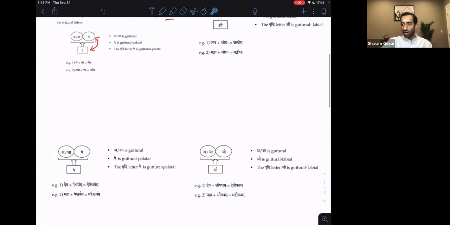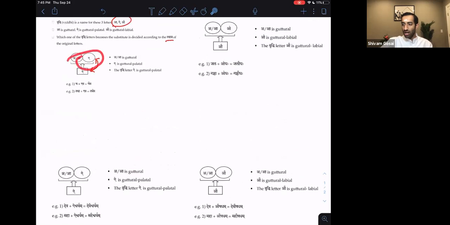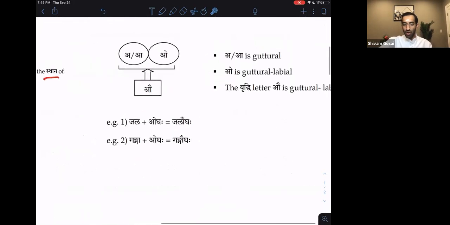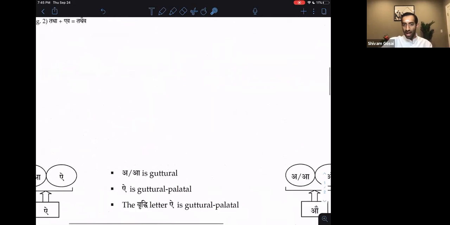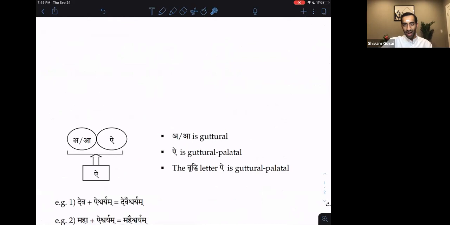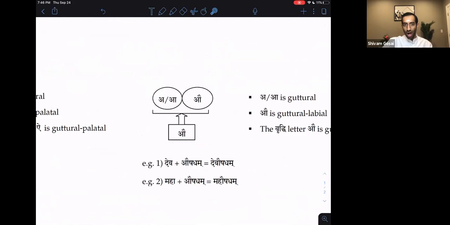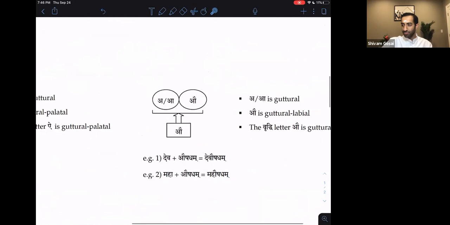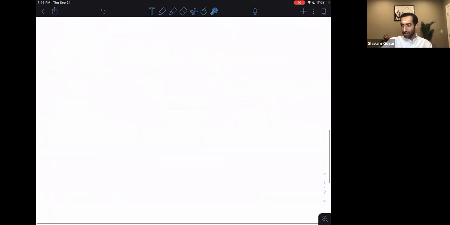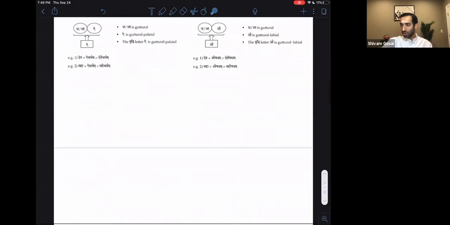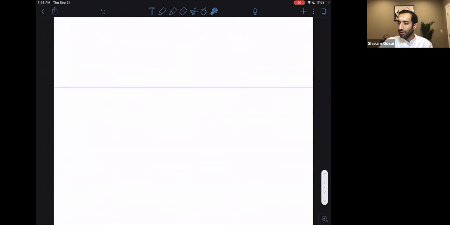Okay, so we have these four. Avarna and e becomes ai. Avarna plus o becomes au. Avarna plus ai becomes ai. Avarna plus au becomes au. Okay, so let's do some examples. Let's see if I have any examples here. Oh, I don't have them here. Let me just pull it up. One second.